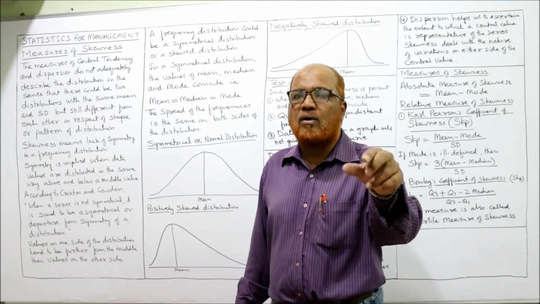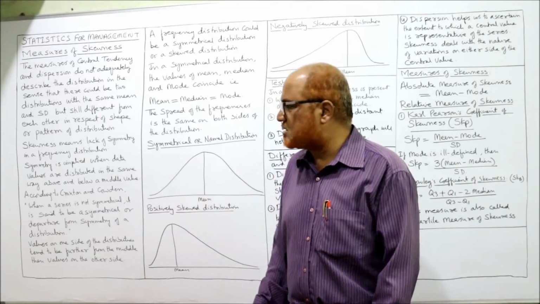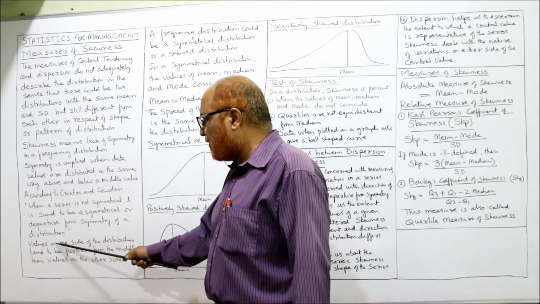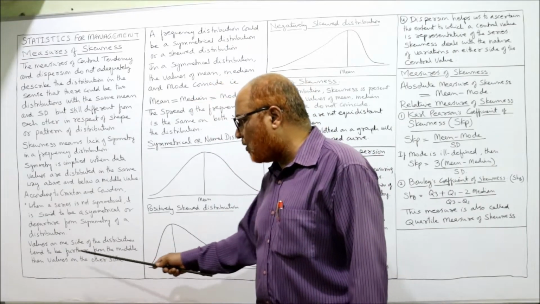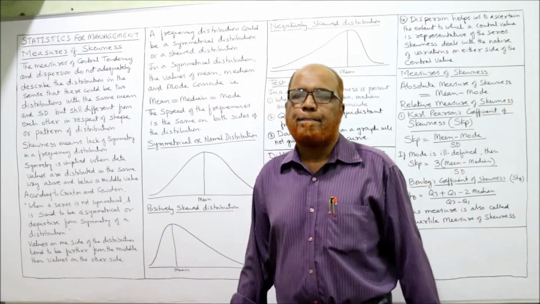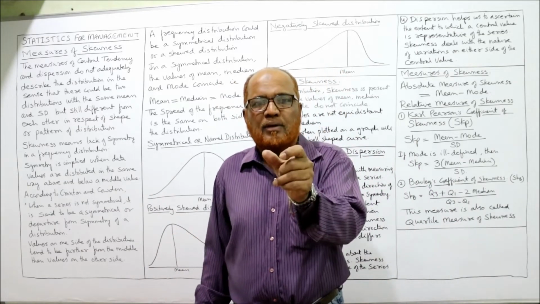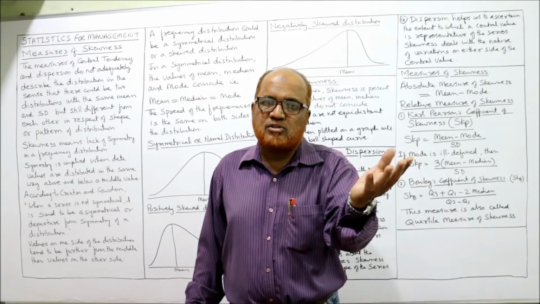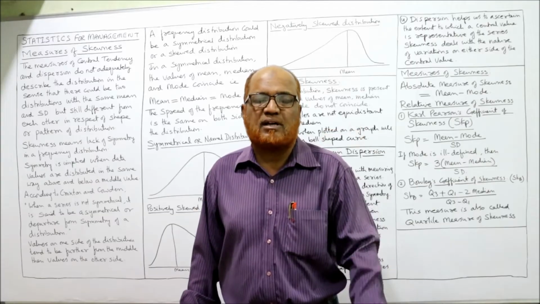Asymmetrical means lack of symmetry. Symmetry means equal on both sides. So values on one side of the distribution tend to be further from the middle than values on the other side. That means if you see the values from the middle value, on the left side the items will be more than the right side, or on the right side the items are more than the left side.